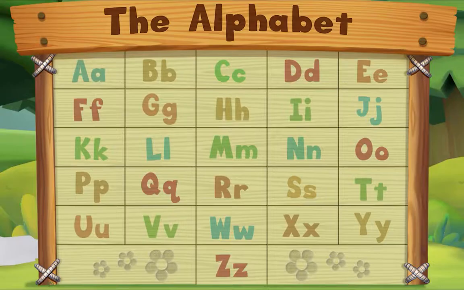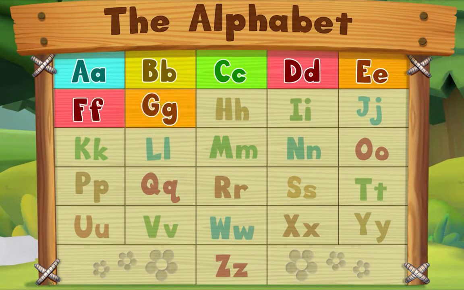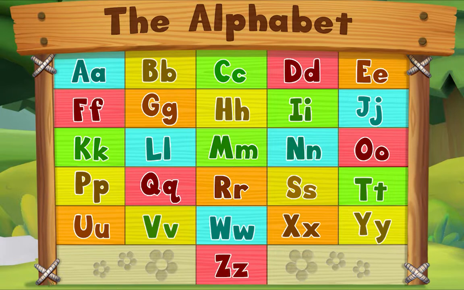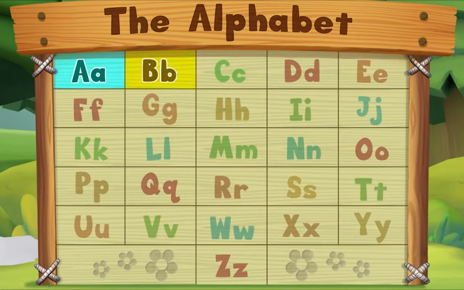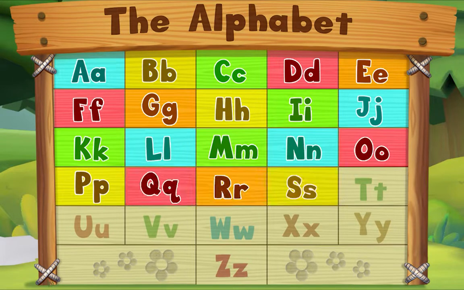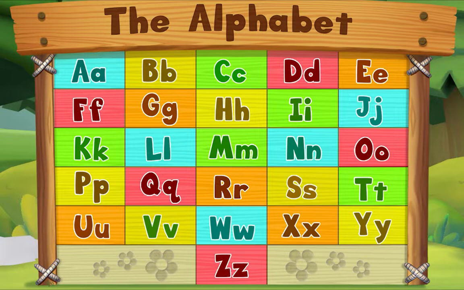Let's sing the alphabet song. A, B, C, D, E, F, G, H, I, J, K, L, M, N, O, P, Q, R, S, T, U, V, W, X, Y, Z. Now I know my ABCs. Next time, won't you sing with me? Now this time, let's sing together. A, B, C, D, E, F, G, H, I, J, K, L, M, N, O, P, Q, R, S, T, U, V, W, X, Y, Z. Now I know my ABCs. Next time, won't you sing with me? That was lovely.